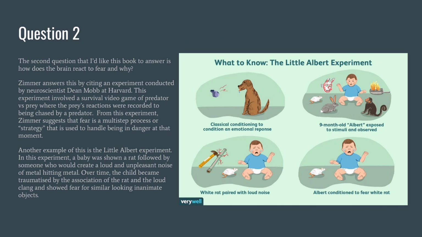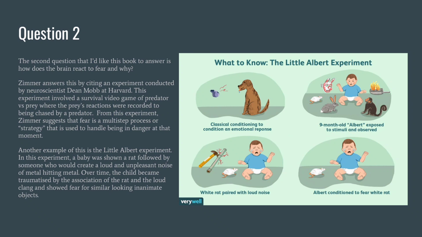Question 2. The second question that I would like this book to answer is, how does the brain react to fear and why? Zimmer answered this by citing an experiment conducted by neuroscientist Dean Mobbs at Harvard. This experiment involved a survival video game of predator versus prey, where the prey's reactions to being chased by a predator were recorded. For this experiment, Zimmer suggested that fear is a multi-step process or strategy that is used to handle being in danger at that moment.